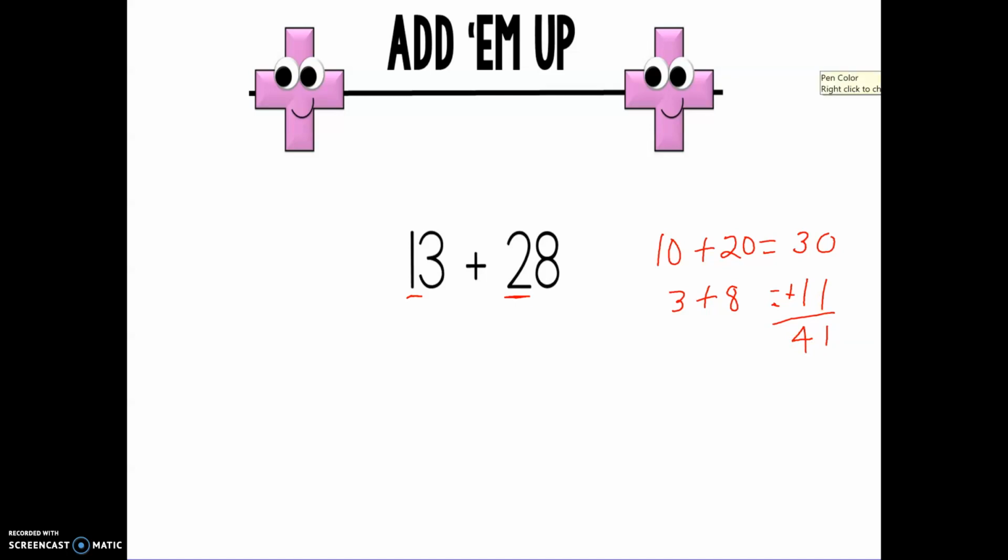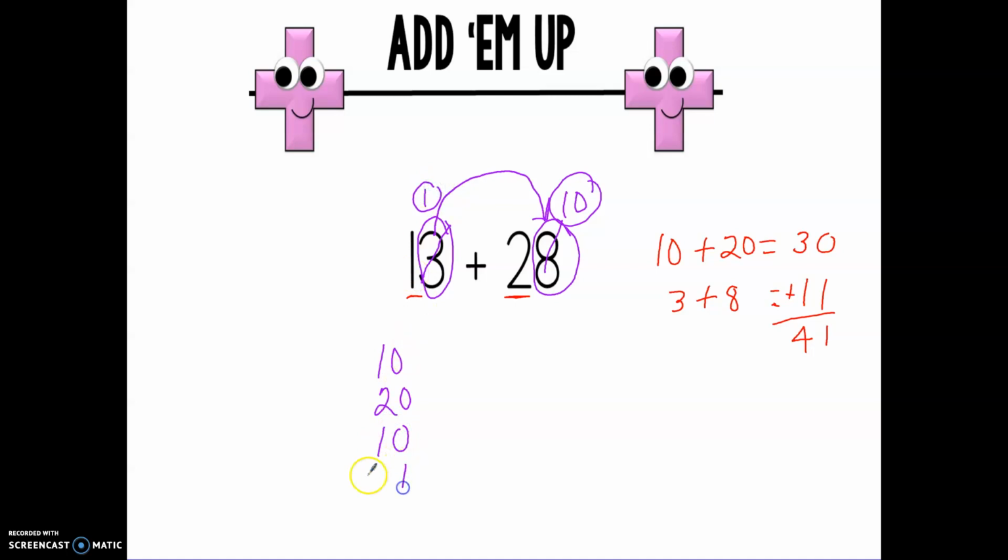Another strategy that I could use is we have talked about making tens before, putting ones together to make tens. So I know that if I took 2 away from the 3 and gave it to the 8, I would have a 10, which means I would have 1 left. Then I can take the 10 from the 13, the 20 from the 28, the new 10 that I just made, and my extra 1 that's left over, add those together, and also get 41.